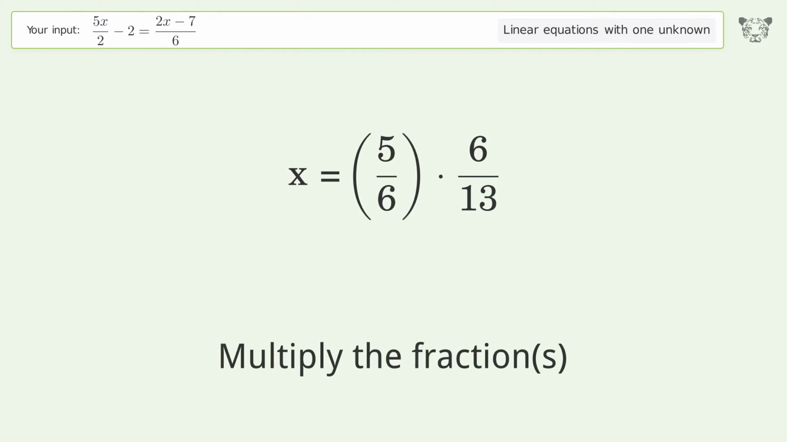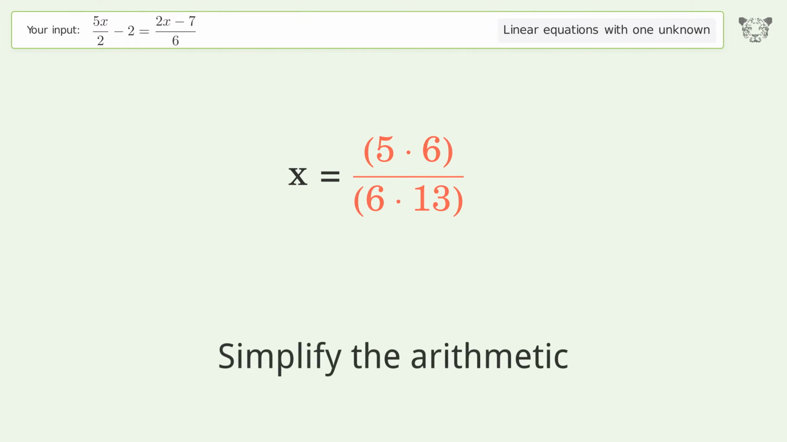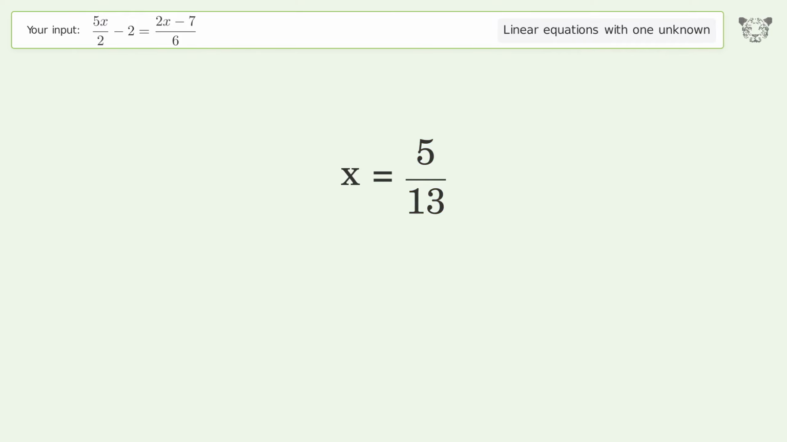Multiply the fractions. Simplify the arithmetic. And so the final result is x equals 5/13.